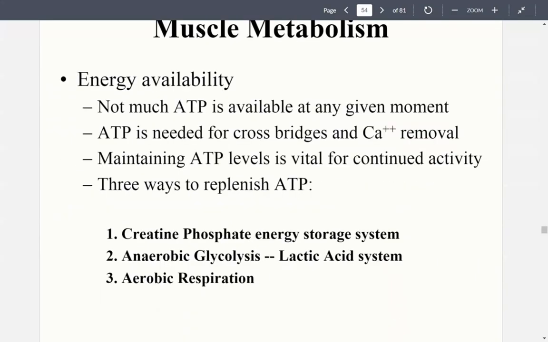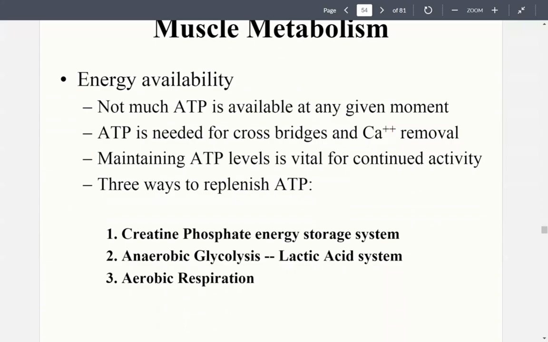Moving into muscle metabolism. Muscle metabolism is just like all metabolism. It's all about energy availability. In any given moment, there's actually not a lot of energy available. However, energy needs to be available for cross-bridging and calcium removal. So, we're going to replenish ATP as it is used. Remember, ATP is our energy molecule, in a couple of different ways.